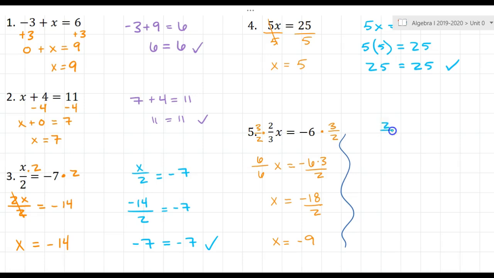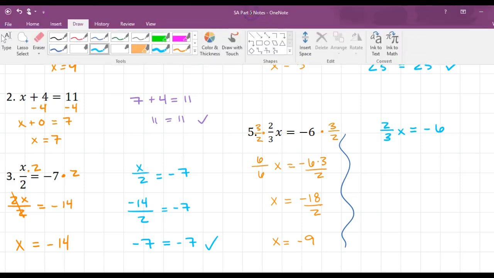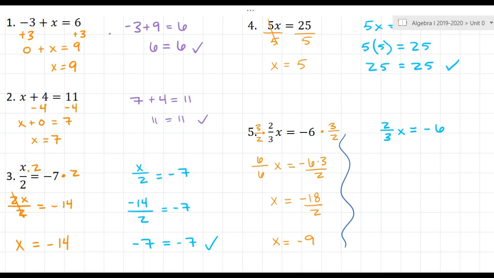I'm going to rewrite the equation. 2 over 3x equals negative 6. Another way to solve this equation is by taking it one step at a time. The 3 in the bottom, to move it to the other side, I need to multiply both sides by 3, as we did in example 3. So if I multiply both sides by 3, on the left-hand side, I have 2x, and on the right-hand side, I have negative 18. Now I have 2x equals negative 18.